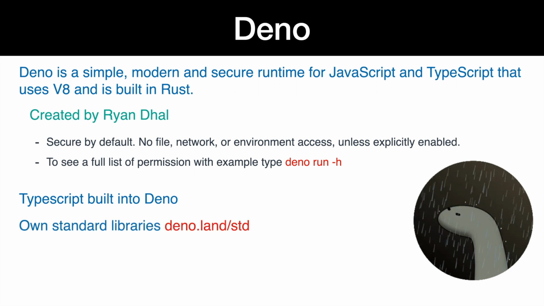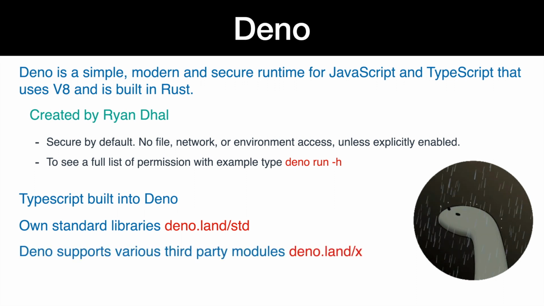It has its own standard libraries. You can check them on deno.land/std. It has a lot of libraries. For example, it has libraries for HTTP, for forms, date and time, etc.